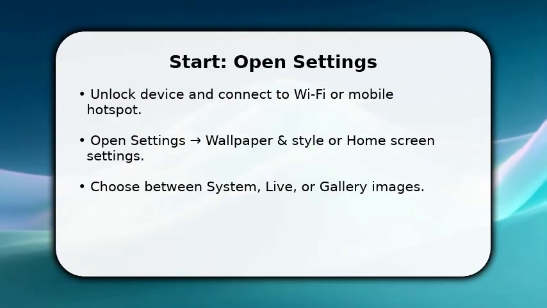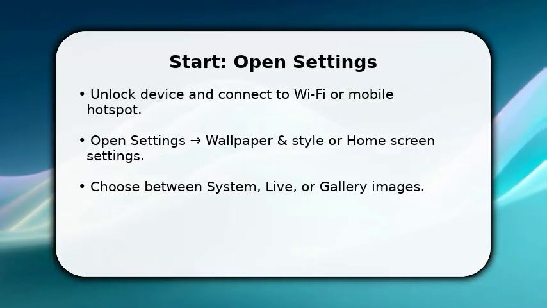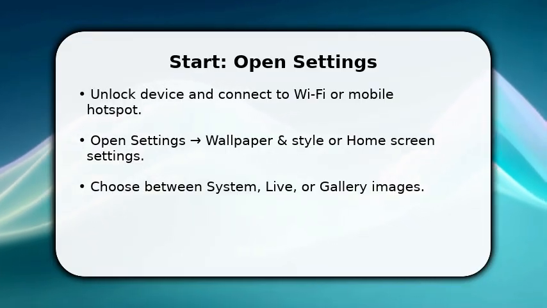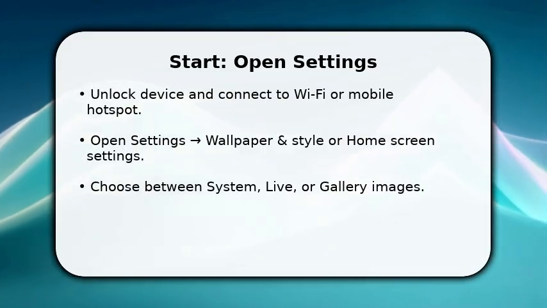You'll begin by unlocking the pad and opening settings. This gets you where wallpapers live. Once in settings, tap Wallpaper and Style or Home Screen settings depending on your MIUI build. Make sure you're on Wi-Fi if you plan to download new images.